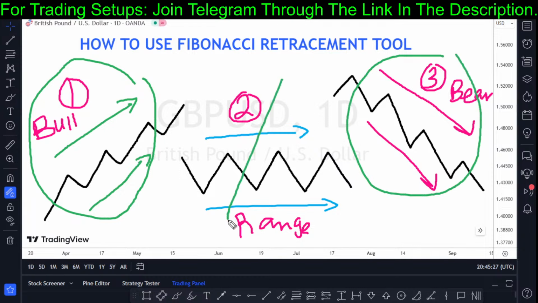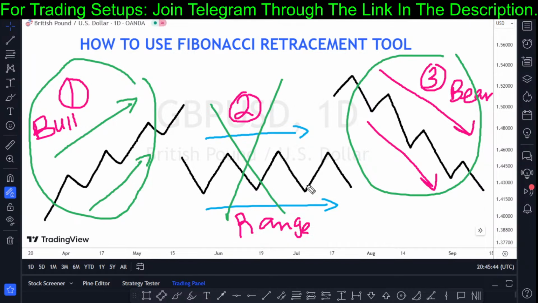But it cannot be used in a ranging medium. So you cannot use the Fibonacci retracement in a ranging medium, which means Fibonacci retracement works with trending markets. But there's a way you can use it in a ranging medium.